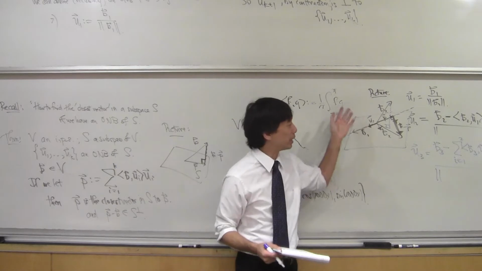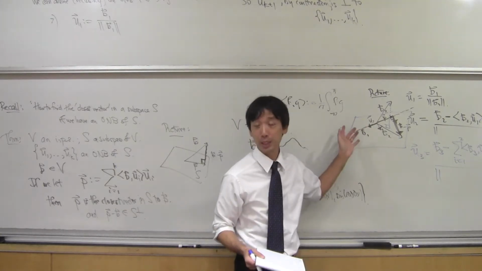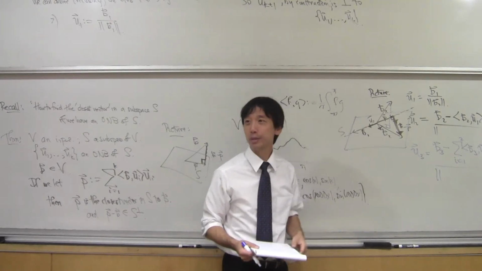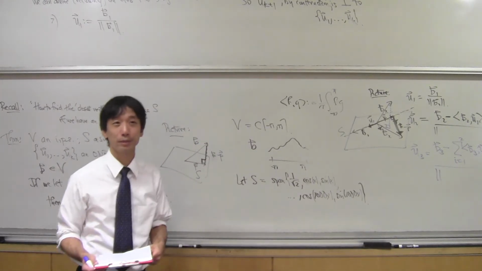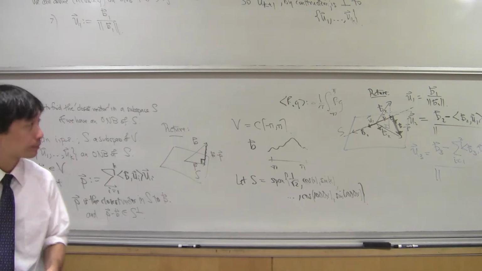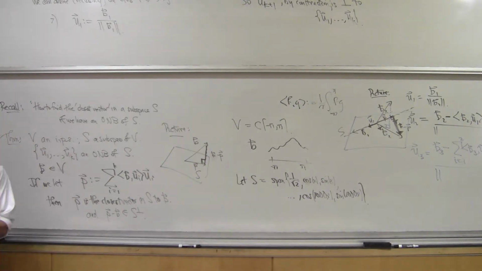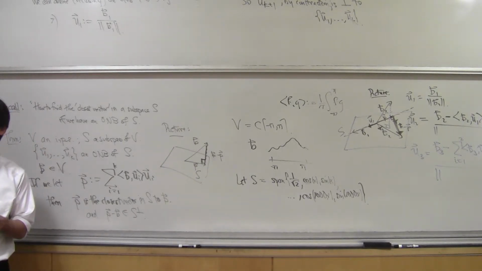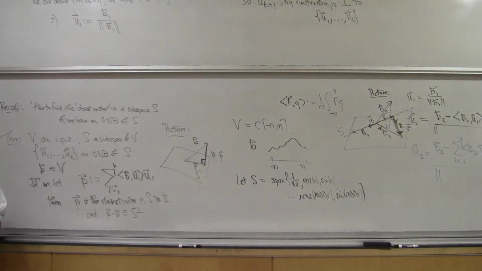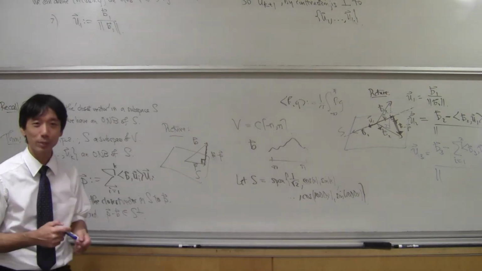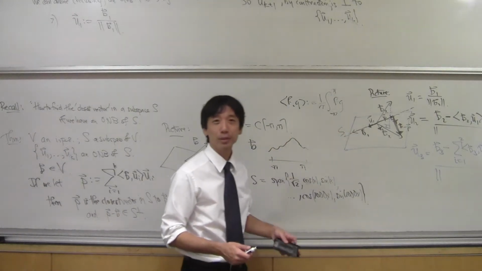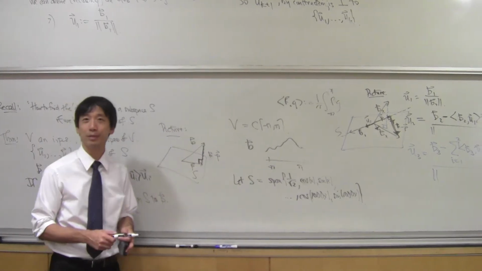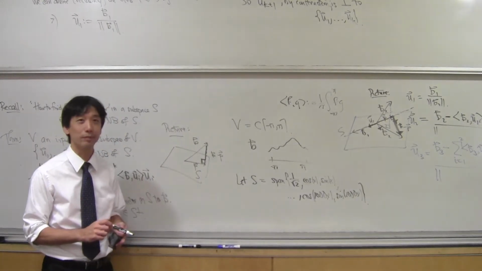And you just keep on going like this, subtracting off the part that's not perpendicular to the previous guys. That's the Gram-Schmidt orthogonalization process. You can do this in any inner product space, it doesn't have to be Euclidean space. Whatever inner product space you have, if you have a basis of it, you can do a Gram-Schmidt orthogonalization to get an orthonormal basis.